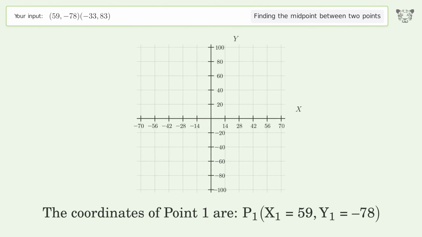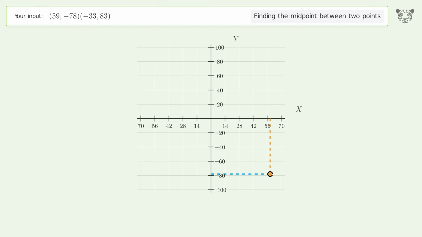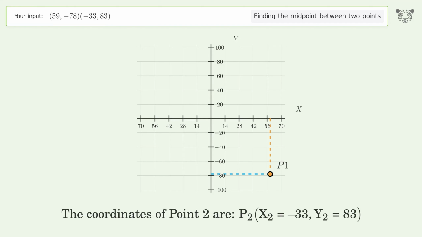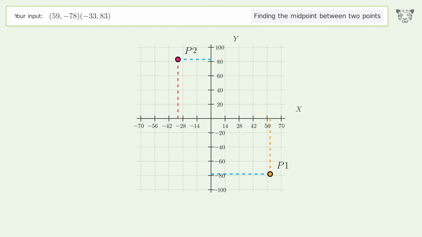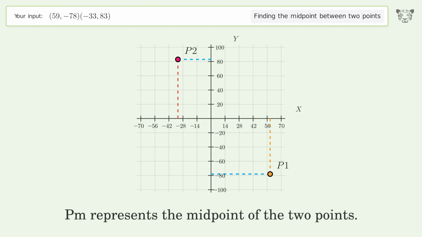The coordinates of point 1 are x1 equals 59, y1 equals negative 78. The coordinates of point 2 are x2 equals negative 33, y2 equals 83. PM represents the midpoint of the 2 points.